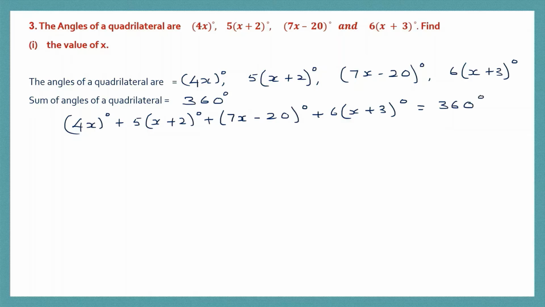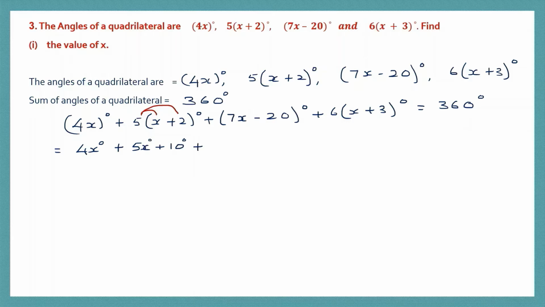Now let's open our brackets. So the first one will remain the same, 4x degrees plus. Now when I open the brackets, I need to multiply what is outside the bracket with each term inside. So 5 into x will be 5x. Then I multiply 5 into plus 2, which will be 5 2s are 10 and the sign is plus, plus 10. So these are all degrees.